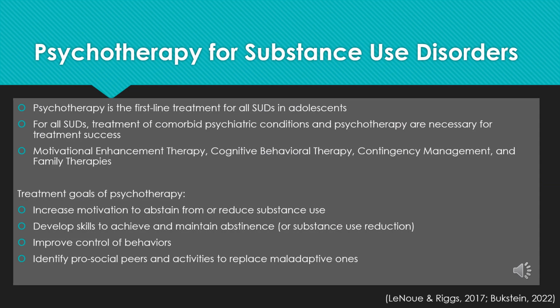For adolescents and teens, psychotherapy is the first-line treatment for all substance use disorders. Many teens with substance use disorder have underlying comorbid psychiatric conditions, and this is likely why psychotherapy is often more successful than medication to treat their substance use. Therapies with the most data to support their use in this population include motivational enhancement therapy, cognitive behavioral therapy, contingency management, and various family therapies.